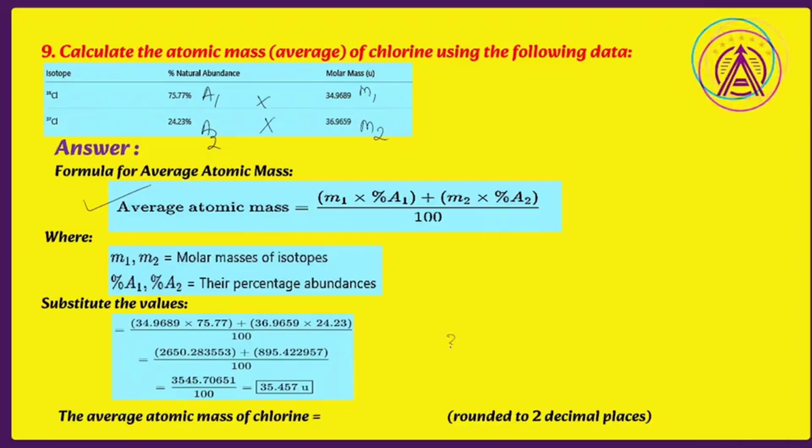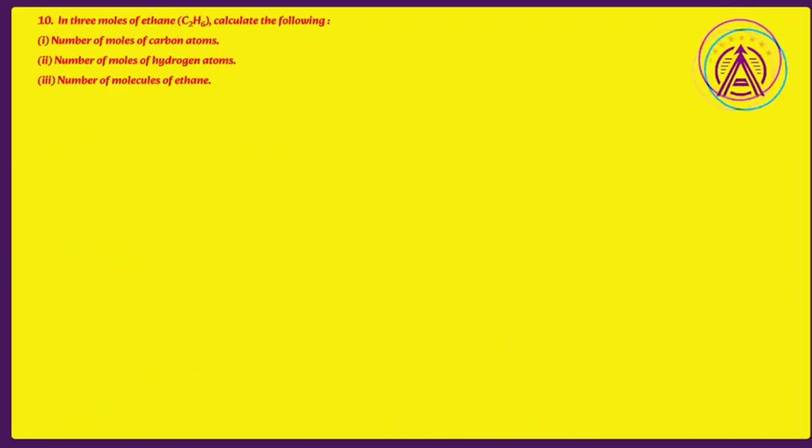Now this 35.457 u, we round it up to significant figures after the decimal point. Moving on to question number 10.